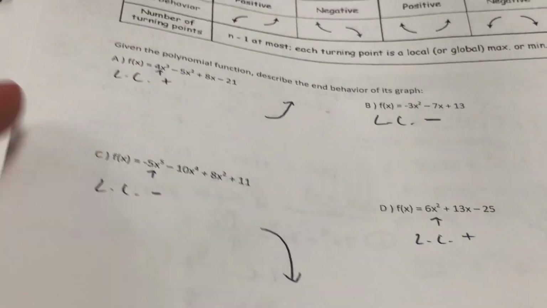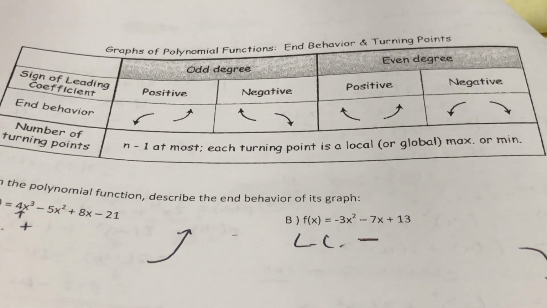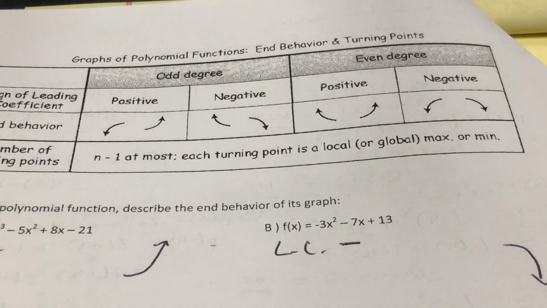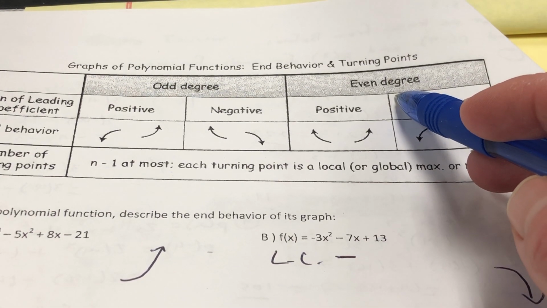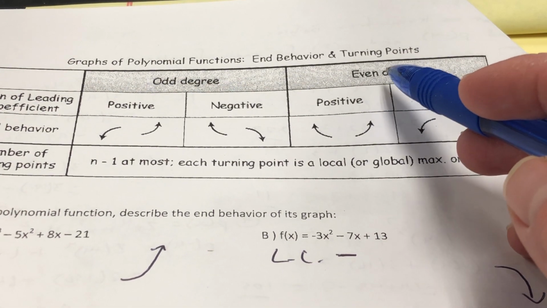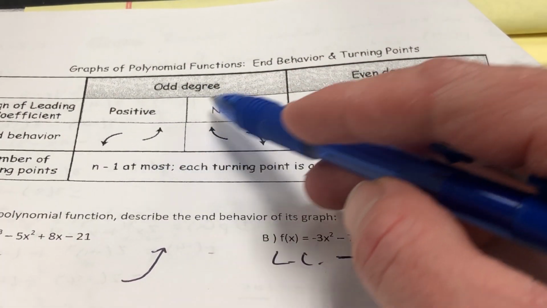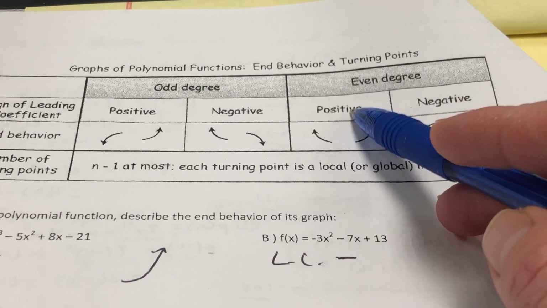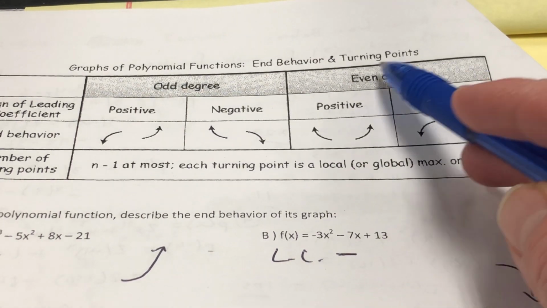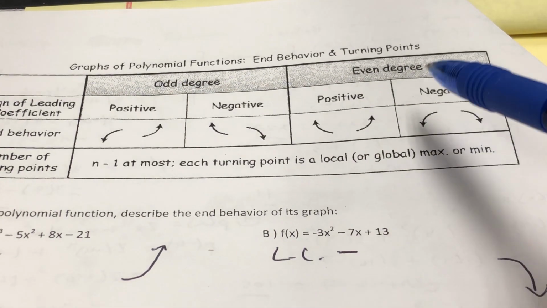And I just have 2 very quick and easy pages. So take a look at this top. Given the degree, odd degree, even degree, and the sign of its leading coefficient, positive odd degree, negative odd degree, positive even degree, negative even degree. That's the ending behavior of your graph.